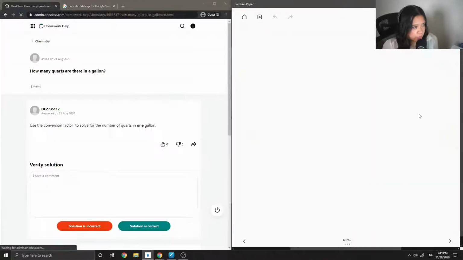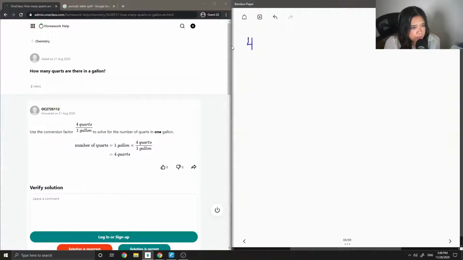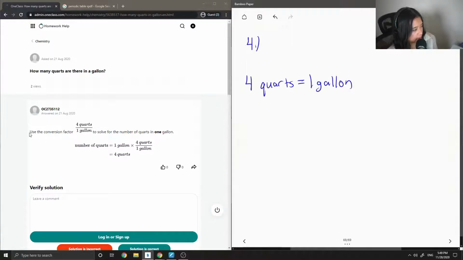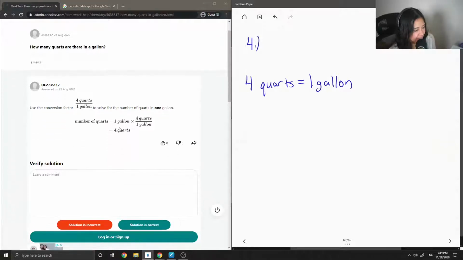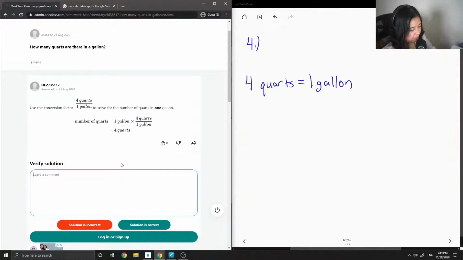On to question number 4. How many quarts are there in a gallon? Well, we can just simply say that there are 4 quarts in 1 gallon. And the junior tutor said, use the conversion factor 4 quarts over 1 gallon to solve for the number of quarts in 1 gallon. Yep, makes sense. So number of quarts is equal to 1 gallon times 4 quarts over 1 gallon, which is equal to 4 quarts. Yep, so solution is correct.